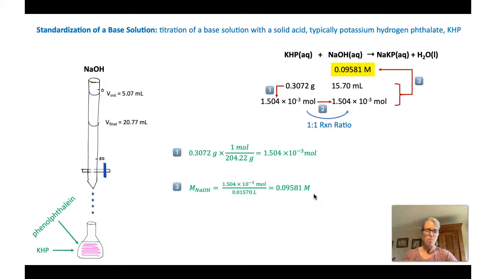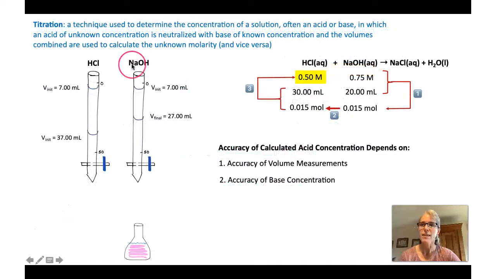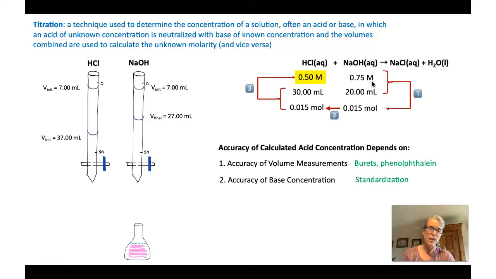Now let's step back and review everything we talked about here. A titration is a technique used to determine the concentration of a solution, and its accuracy depends on the volume measurements. We mentioned that we can take care of that by using the burettes and by using phenolphthalein. Then the accuracy also depends on how accurately we know this base concentration. We figure that out by standardizing it, which is just a fancy name for a titration.